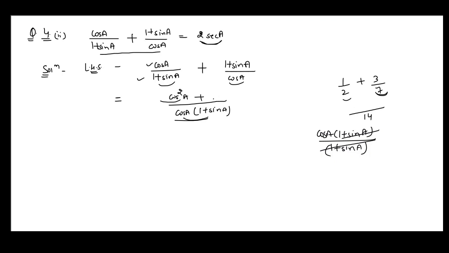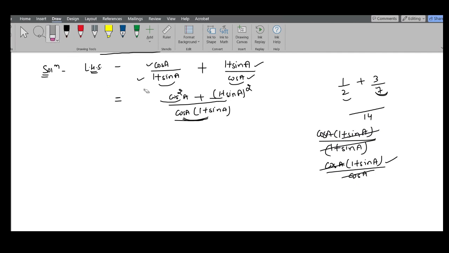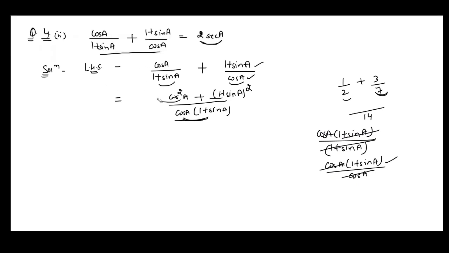Similarly, dividing your LCM with this denominator, so when you divide cos A times 1 plus sin A with cos A, what we are left with is 1 plus sin A. Now this 1 plus sin A times the numerator is 1 plus sin A whole square, right? Moving forward, what to do next?